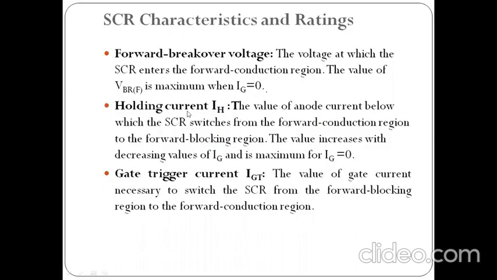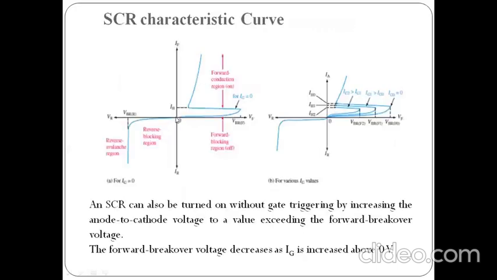Next is the holding current IH, the value of anode current below which the SCR switches from the forward conduction region to the forward blocking region. This value increases with decreasing value of Ig and is maximum for Ig equal to 0. This is called the holding current IH.